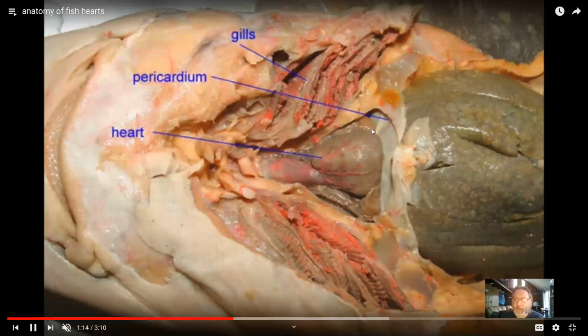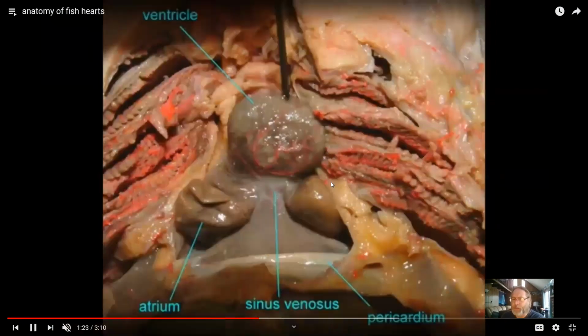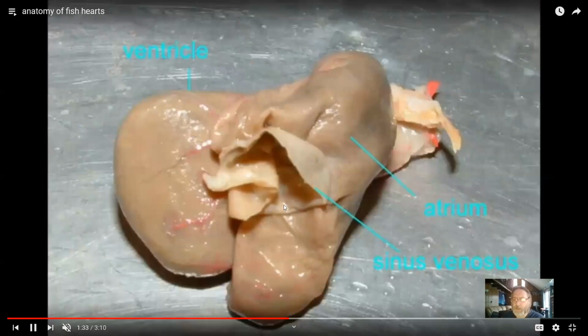So here's obviously there's a pericardium. And notice that the heart is now in a complete pericardial cavity separated from the body cavity, the coelom. There is an atrium. It looks like two atria, but that's just one atrium that connects. There is a ventricle, and then here's the sinus venosus, which leads into the atrium, which leads into the ventricle, which leads into that conus or truncus arteriosus.